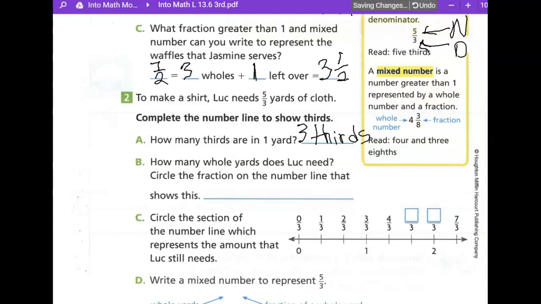How many whole yards does Luke need? He needs 5/3. So what's after? Let's go ahead and fill out our number line. 1/3, 2/3, 3/3, 4/3, 5/3, 6/3, and 7/3. And it says that Luke needs 5/3. So how many whole yards does Luke need? Circle the fraction on the number line that shows this. Well, he needs 1 whole yard, because remember we went from here to here. So he needs 1 whole yard.